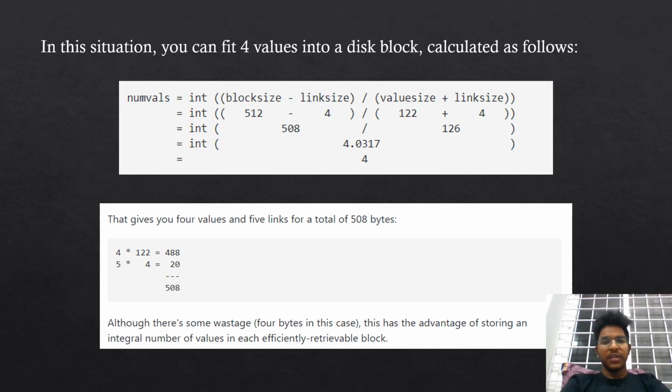In this situation, you can fit 4 values in the disk block, calculated as follows: numVals equals (block size minus link size) divided by (value size plus link size), which is (512 minus 4) divided by (112 plus 4). That gives 4 values and 5 links, a total of 508 bytes. Although this wastes 4 bytes in this case, here is the advantage of storing an integral number of values in an efficiently retrievable block.